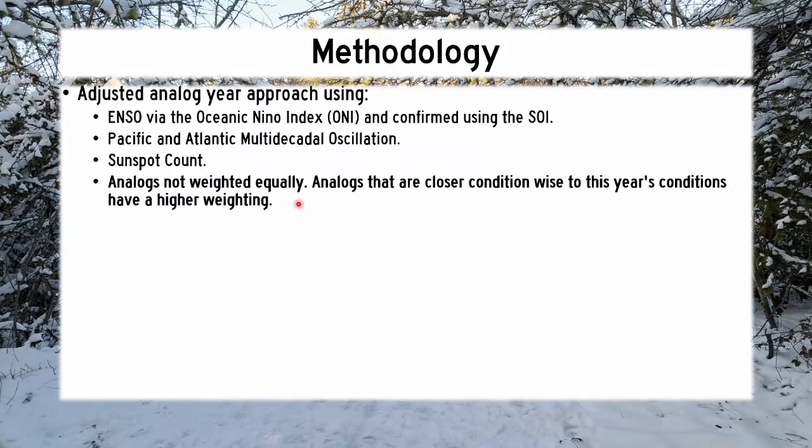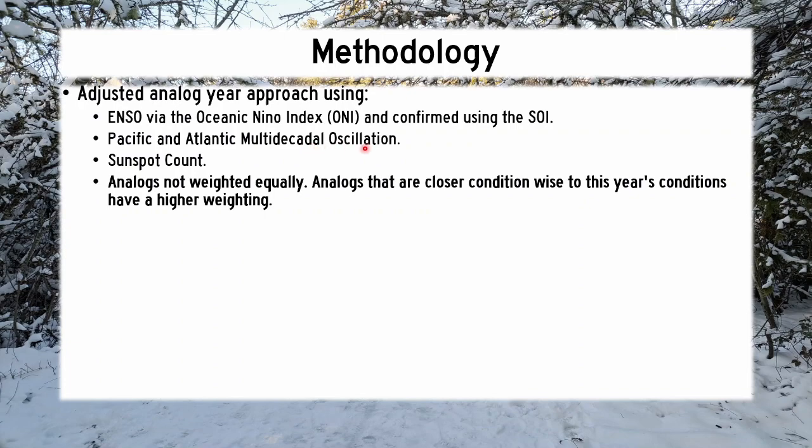Methodology, again, hasn't changed. I use an adjusted analog year approach using ENSO via the Oceanic Nino Index and confirm using the Southern Oscillation Index. Now, I have come across new sources in terms of the extrapolation of the ONI prior to 1950, so I have updated a portion of that in my data sets. The full update will come next year, as I was not able to update the entire data set, but I updated the years that were most closely related to this year, aka the strong El Ninos.